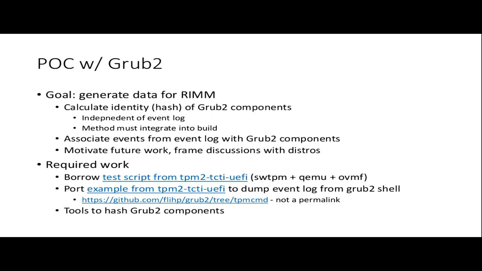So I did a bit of a proof of concept with Grub2 just to ground this in some reality and to prove to myself that this can actually be done. The idea here is to generate some kind of RIM with some information, not saying we're covering the entirety of Grub yet, but hopefully as much as we can. And so this is really just calculating the identities of these Grub2 components as we're building them.